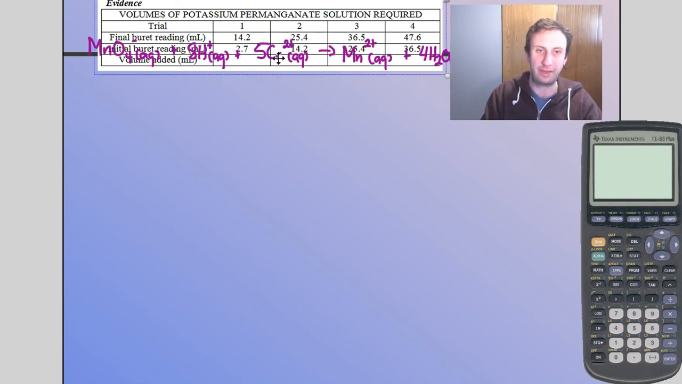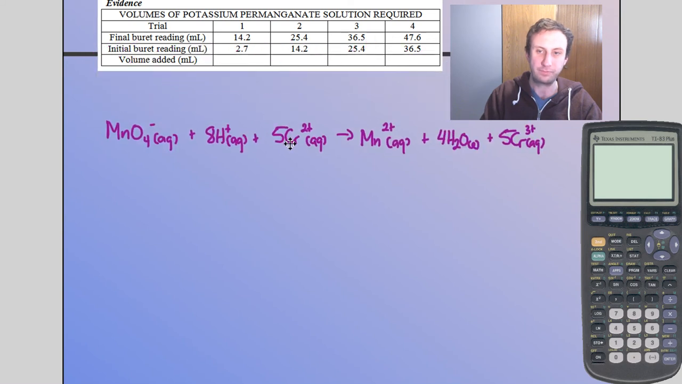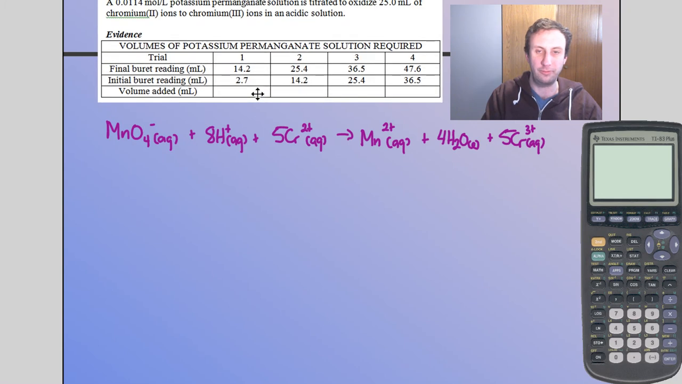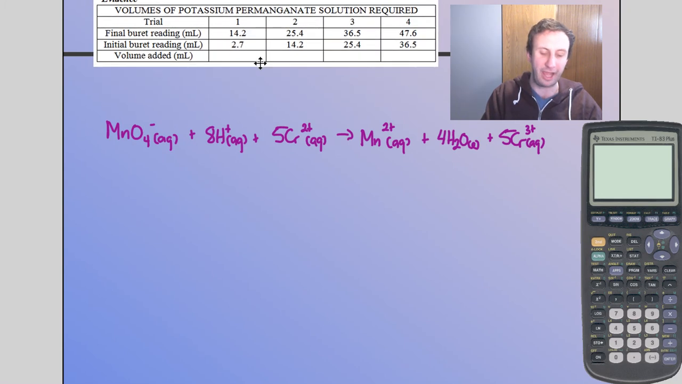So here we go. I've got my net reaction. Now let's take a look at our data and consider how we're doing for the volumes, and then we can figure out our average. So if I take 14.2 and I minus 2.7, I'm going to get 11.5 from that. 25.4 minus 14.2 gives me 11.2. When I take 36.5, 25.4, I get 11.2 from that as well. And then finally for this one, I get only 11.1.